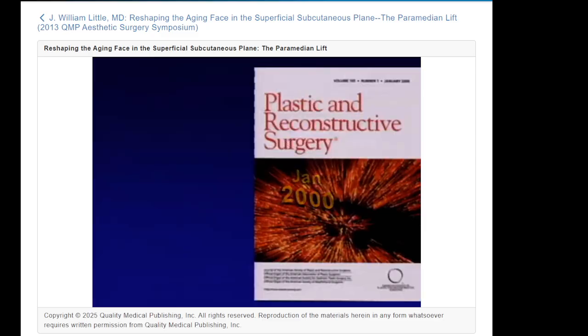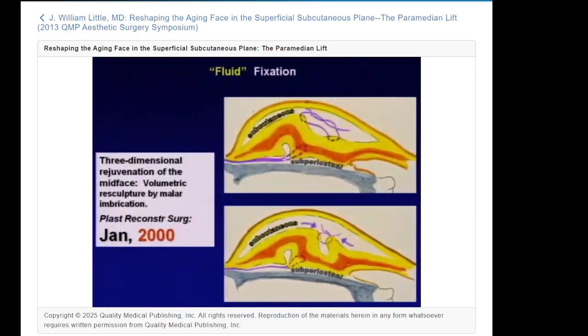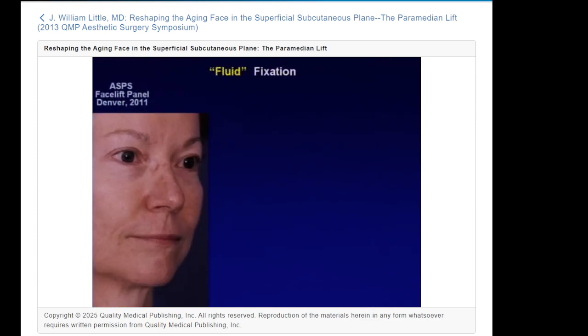I go back to an article from the turn of the millennium, and I'm alluding to what I use, which I call a fluid fixation rather than a rigid fixation. So I'm going to mention fluid fixation for a minute. I had these crude drawings in that article that showed a vector downwards for the upper subcutaneous cheek. Most of the movement's upward from below, and that's been criticized as a weakness in a subcutaneous technique.